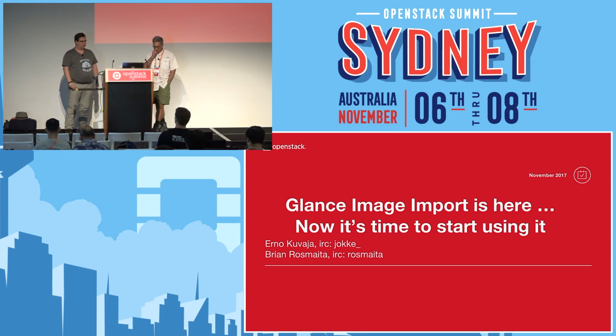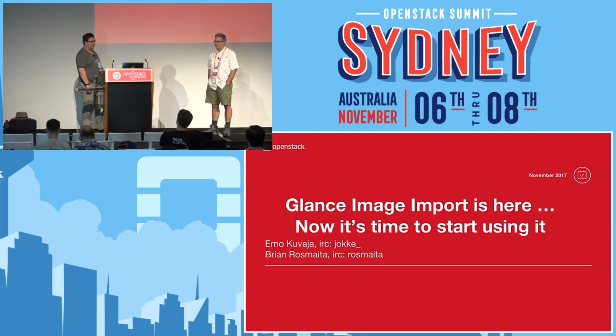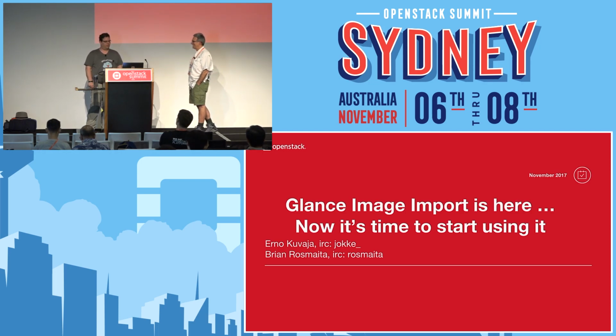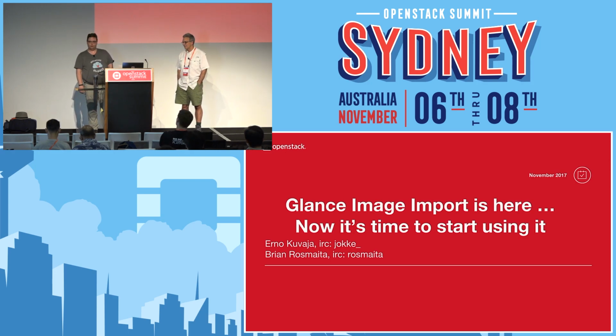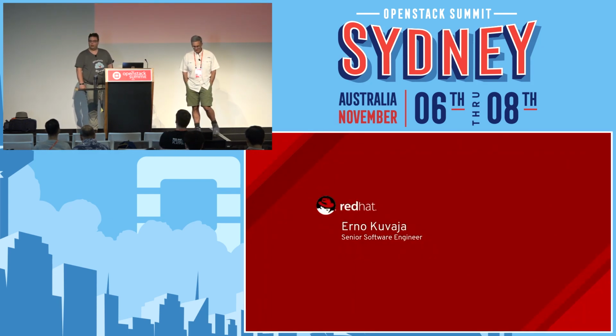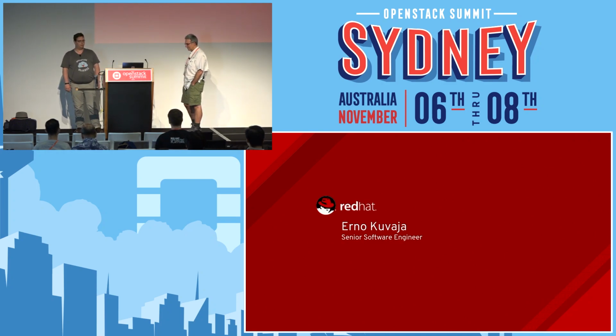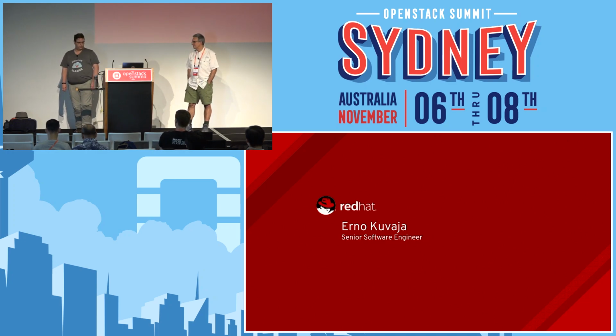So let's talk a little bit about the Glance interoperable image import. It's here. We got MVP out, so a few pointers on how to use it and some problems we are facing at the moment. My name is Erno Kuvaja. I'm working for Red Hat, long-time Glance core, and one of the people who were implementing the MVP for this cycle.